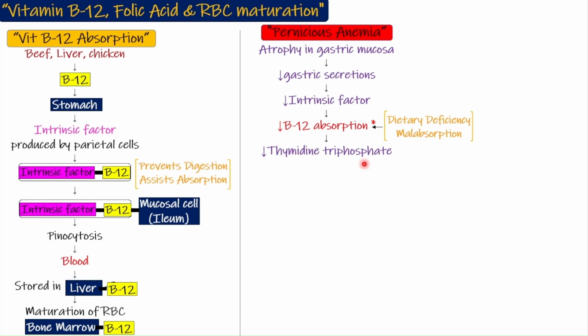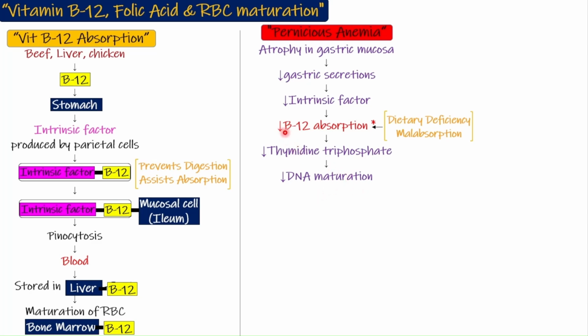Whereas in the RNA, in place of thymine, there was uracil. So now, what B12 does is that it basically helps in the formation of thymidine triphosphate. So when there is B12 deficiency, there will be decreased thymidine triphosphate. And when there is decreased thymidine triphosphate, it will result in decreased DNA maturation.